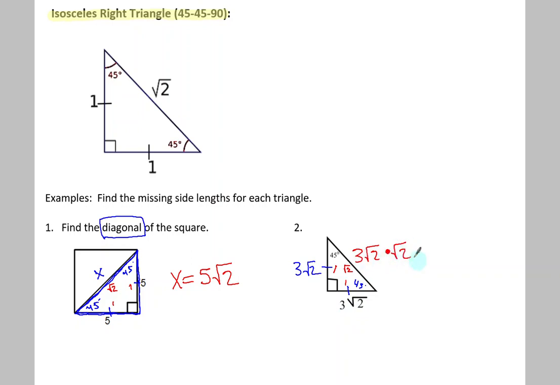Now I don't need to leave it like that because I can simplify here. The square root of 2 times the square root of 2 is just 2. So this is equivalent to 3 times 2, which equals 6. So while this is a shortcut, sometimes there is a little bit of simplifying to be done, but it is a lot faster than Pythagorean theorem.